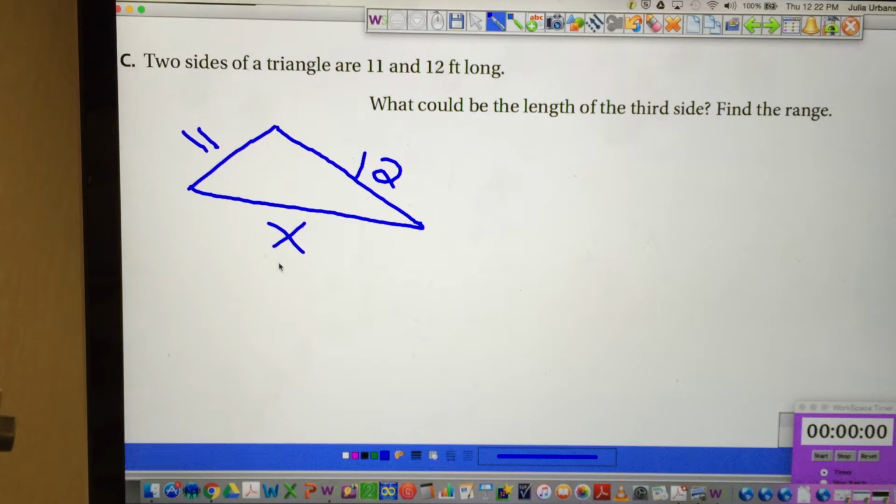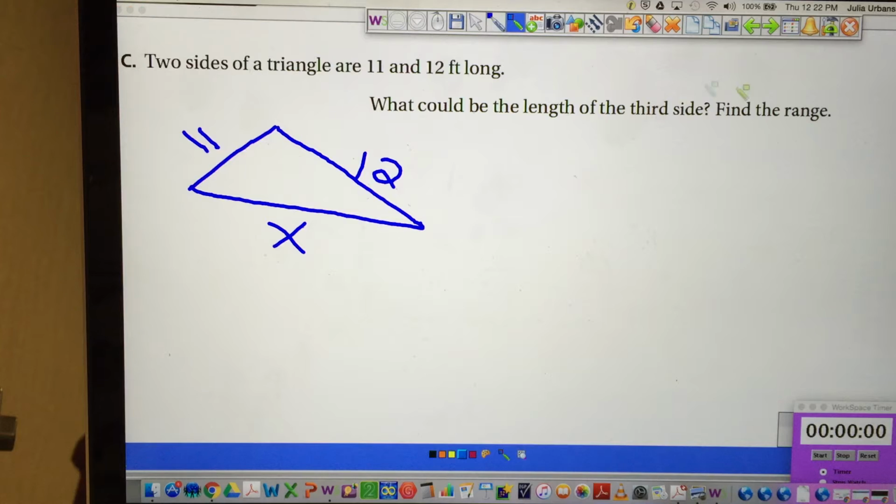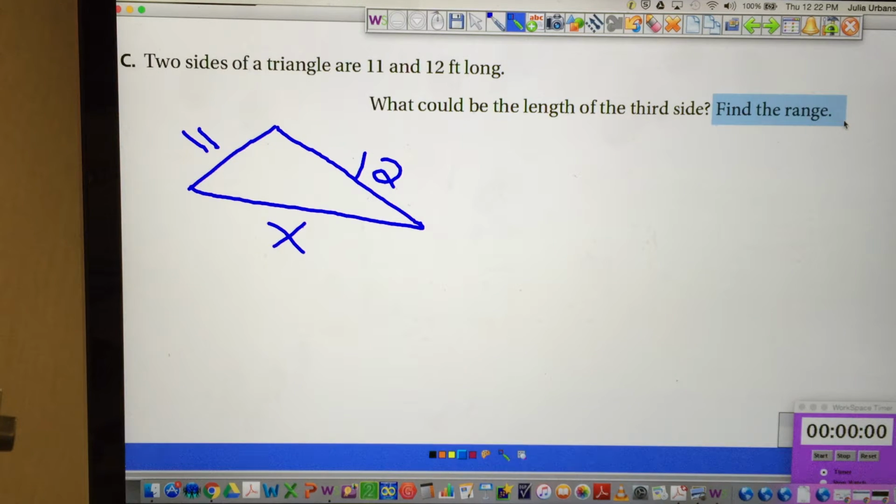Okay, and the question is to find the range. When someone asks you for a range, you don't just give them a number, right? What do you give them? Two numbers. You have to give them a low to a high. Yes, an inequality, that's right. If someone asks you what's the range of ages in this class, I don't say 15, I say like 14 through 17 or whatever. I give a low value and a high value, okay?